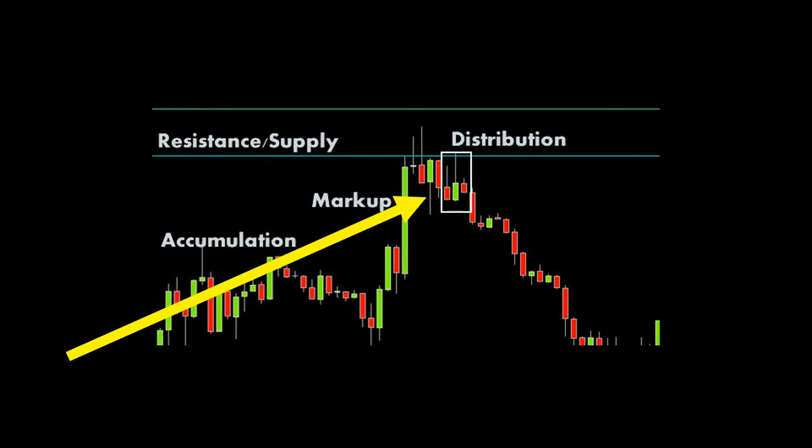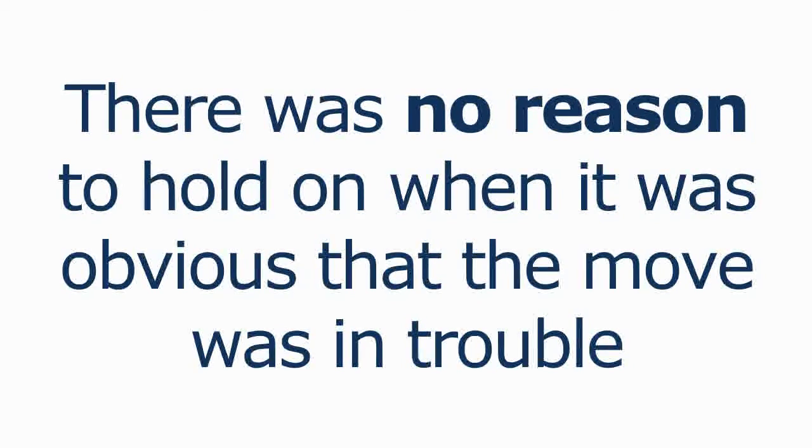point to bull strength. And after a period of sideways action, we see a final spike in that white box into the resistance level, and the bottom just falls out. If those longs didn't bail, they're in serious trouble here. Now, there was no reason to hold on when it was obvious that the move was in trouble long before price broke to the downside.